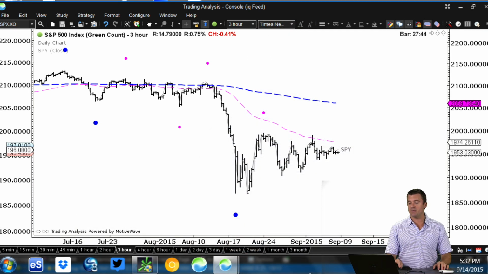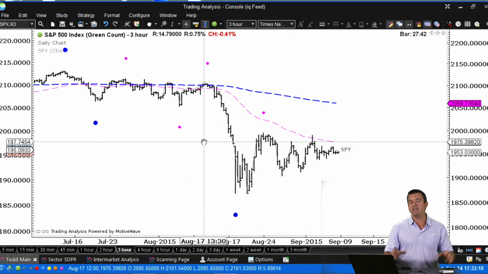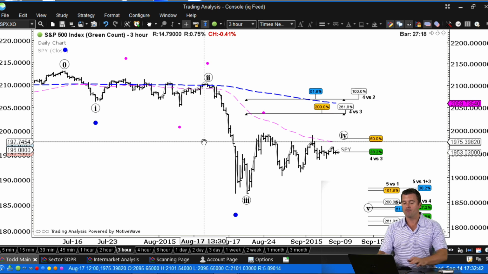This is the S&P and the 3-hour. You can see there's quite a nice consolidation pattern here in the S&P 500. This is the 3-hour chart, and we're tracking the cash index. This right here is going to be the SPX cash scale, and then over here to the right is going to be the SPY. So using the rules and guidelines of Elliott, let me show you right where we are right now in this count.